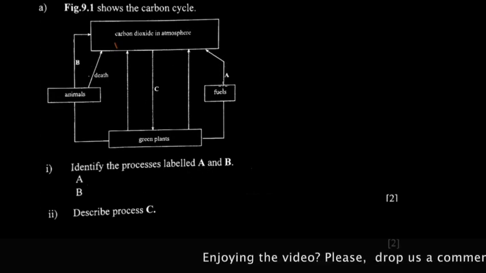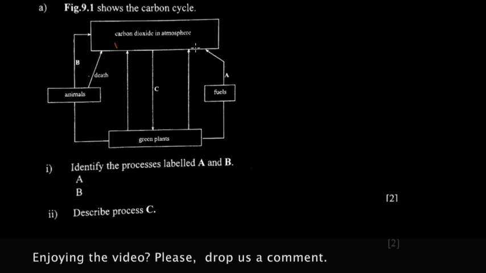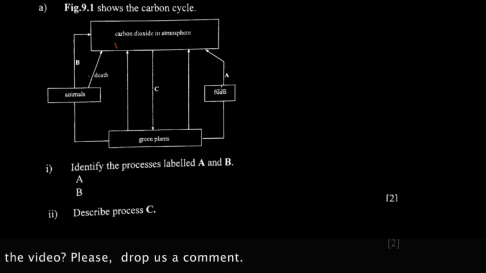For A, you see the fuels, and then carbon dioxide in the atmosphere. What process goes from fuels to carbon dioxide in the atmosphere? Obviously, it'd be combustion. It means that we are burning these fuels and getting carbon dioxide in the atmosphere. Complete combustion would give carbon dioxide. Incomplete combustion would give carbon monoxide. So here, combustion. For B, we have animals and carbon dioxide in the atmosphere. This is called respiration.